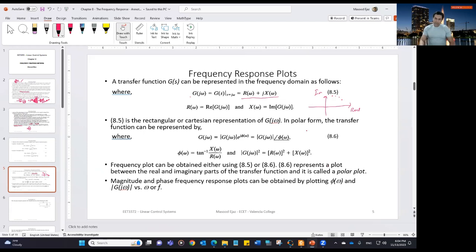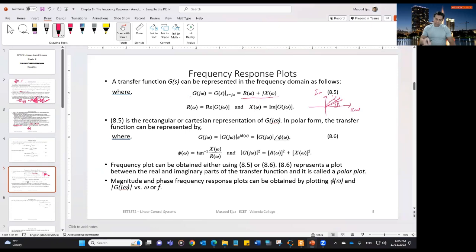You can also do a polar plot based on the length of this vector and at what angle this vector is. And then we can keep creating this. At this angle, you have this value. At this angle, you have this value. And that can also lead to a polar plot.